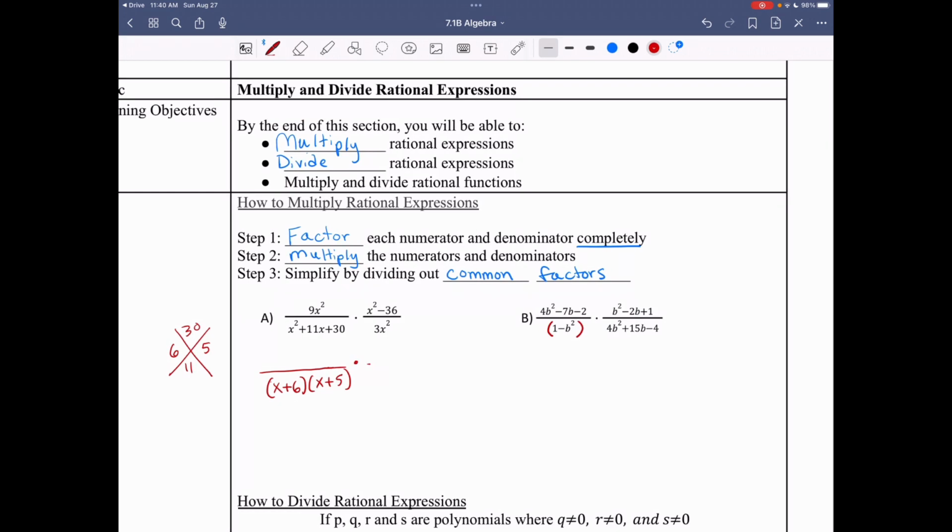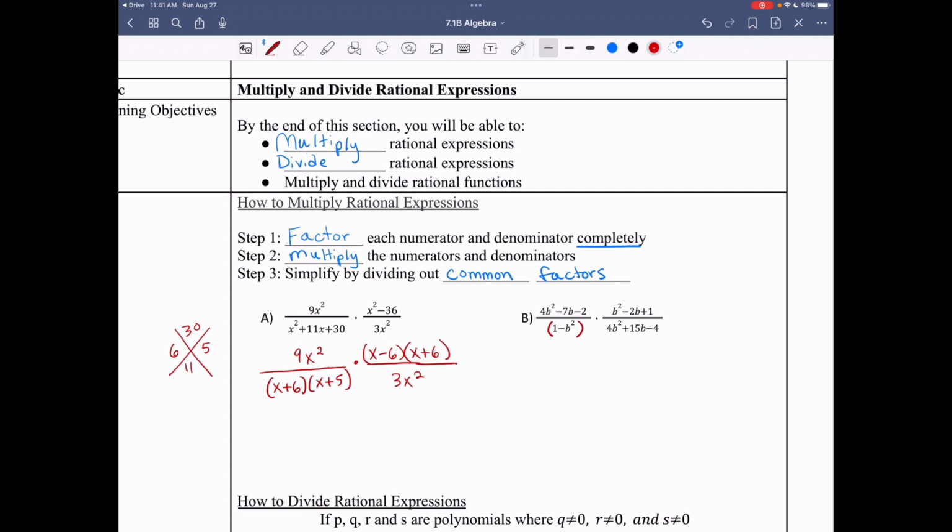Then in the numerator of the other factor that we're multiplying, we have x squared minus 36. You should be recognizing that that's a difference of squares. So we have x minus 6 and x plus 6. Then in the denominator we have 3x squared, and in the numerator here we have 9x squared.